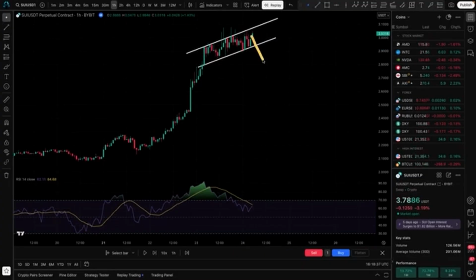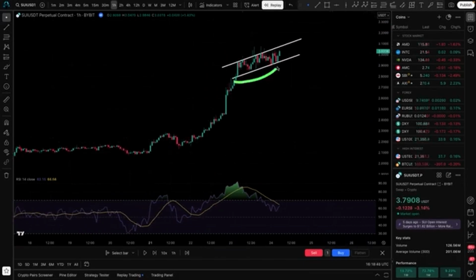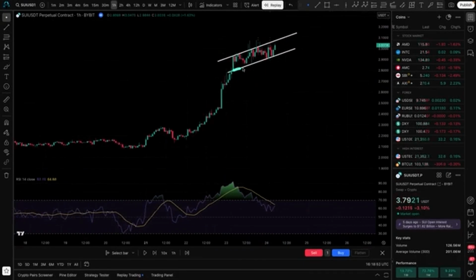I'm not interested in shorting right now because this coin is very, very bullish. So I'm only looking for long positions because we had such a big pump on this coin, right? And this is called a bullish flag. So as you can see, a flag is smaller than, for example, a triangle.